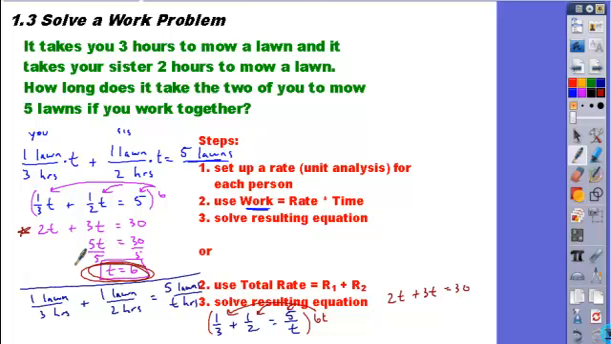Yeah. Why did you choose 6? Why did I choose 6? Anytime you're looking for LCDs, least common denominators, we know we need a factor of that. We need an LCD that has a factor of 3, 2, and t, and the smallest factor that has all three of those is 6t.